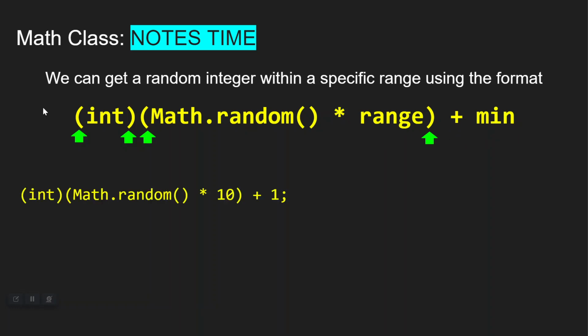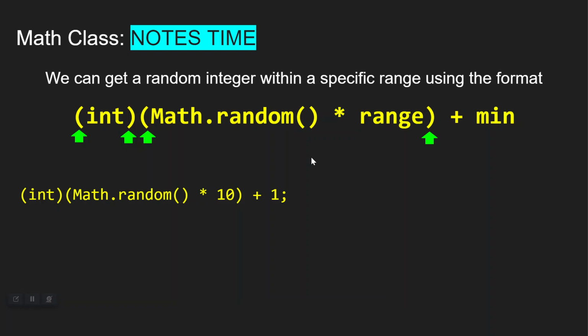So math.random multiplied by the range, and then outside the parentheses we add the min, so whatever min value we're looking for. All right, so go ahead and pause the video here real quick and see if you could figure out what is the range of numbers that would happen if you called int math.random times 10 plus 1. So again, just pause the video and see if you could figure out what are the range of values that this would give you.